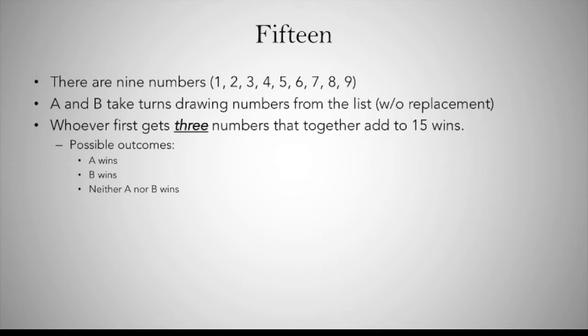For instance, take a game, let's call it 15. Now here there are 9 numbers, 1 through 9. And then A and B take turns drawing numbers from the list without replacement. Now, whoever first gets 3 numbers that together add to 15 wins. So the possible outcomes are A wins, B wins, and neither A nor B wins.